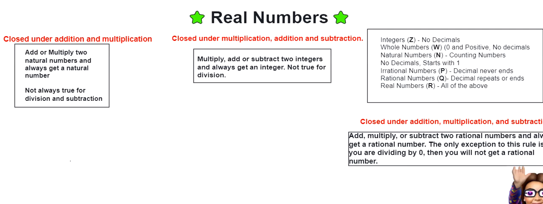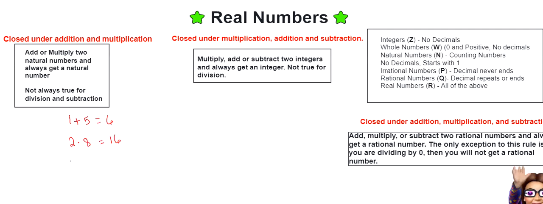So let's go. Natural numbers are 1, 2, 3, 4, 5. If I, for example, add 1 plus 5, I'm going to get a natural number, which is 6. Or if I multiply two natural numbers, 2 times 8, I get 16, which is a natural number, because your natural numbers are your counting numbers. We can count to 6, we can count to 16. So that means natural numbers are closed under addition and multiplication. If you add two natural numbers, you will get a natural number. If you multiply two natural numbers, you'll get a natural number.